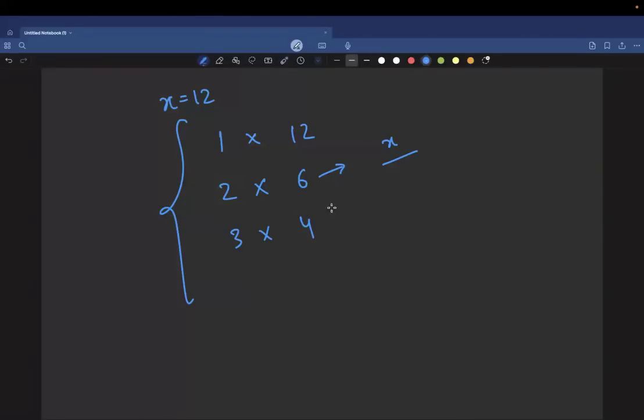So you can always say that x divided by the smallest prime number of x would be the value for the largest divisor of a number other than the number itself, or the largest proper divisor.